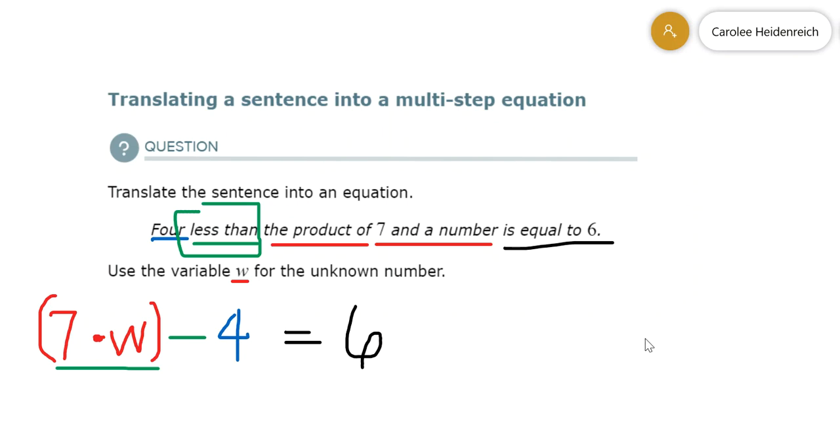Okay, now that walks you through a couple problems. Let me know how these go. These can be a little tricky, and that's because they're multi-step. We've got more than one step that we've got to take care of in the problem. So good luck with it, and let me know how it goes.